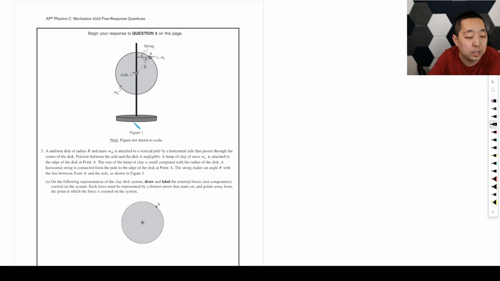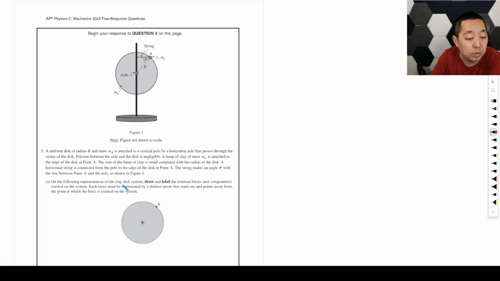A horizontal string is connected from the pole to the edge. The string makes an angle theta with the line between point A and the axle. On the following representation of the clay-disk system, draw and label the external forces, not components, exerted on the system. Each force must be represented by a distinct arrow. So they want you to draw all the forces.